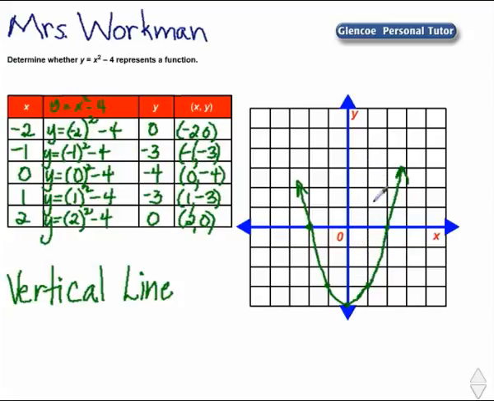Notice how the vertical lines are intersecting the points on the graph. You will notice that for every value of x, the vertical line passes through no more than one point on the graph. So we say that the graph passes the vertical line test, and in doing so, it represents a function. So does y equal x squared minus 4 represent a function? It does, because it passed the vertical line test.